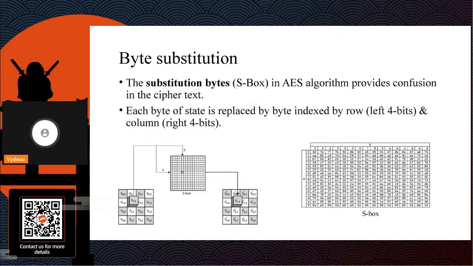Let's say S0,0, the first byte, is 64. So it will check the S-box. 6 is the first digit, which is the row, meaning the 6th row, and 4 means the column. So basically 64 results in 43. So 64 is replaced by 43 here. So how is this S-box calculated? This S-box is calculated using Galois finite field.